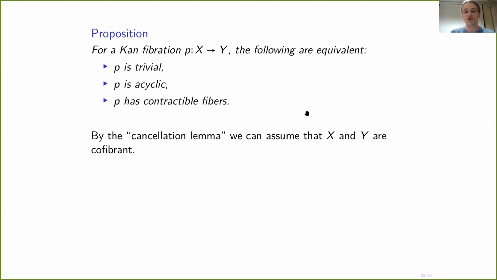So first of all, we can assume that X and Y are both cofibrant because of a cancellation lemma that came up a couple of slides ago. And then the implication from trivial to acyclic is straightforward, so I'm going to skip that.